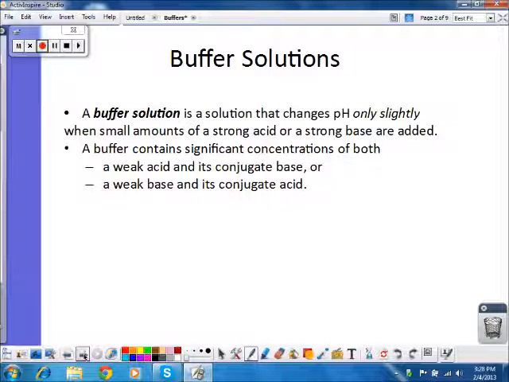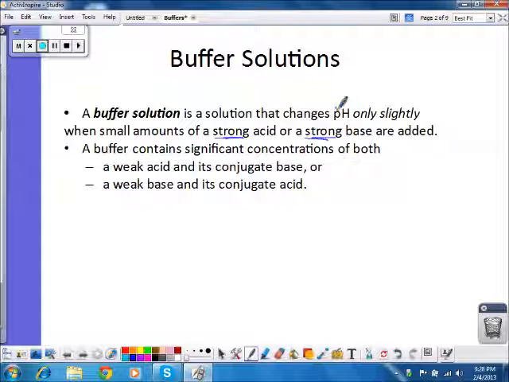So, what is a buffer solution? A buffer solution changes pH only slightly when small amounts of strong acid or strong base are added. And that's the key. Strong acid, strong base are added to a buffer solution. The pH is fairly stable. This has a lot of applications in biology and elsewhere.